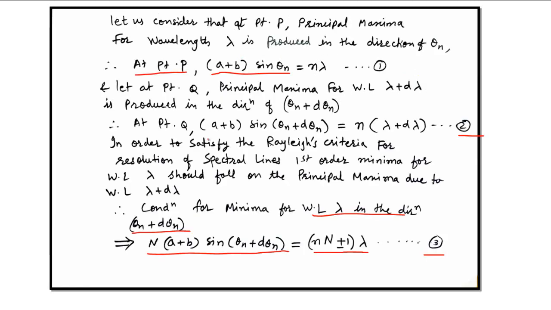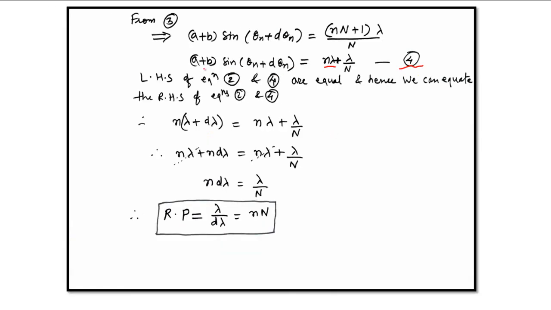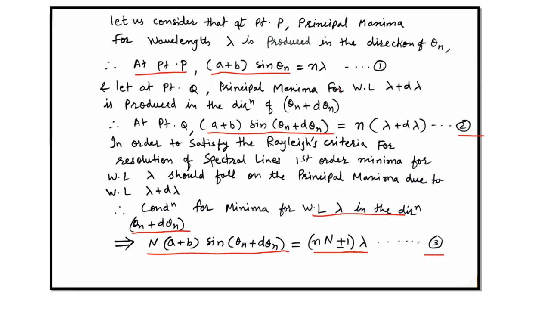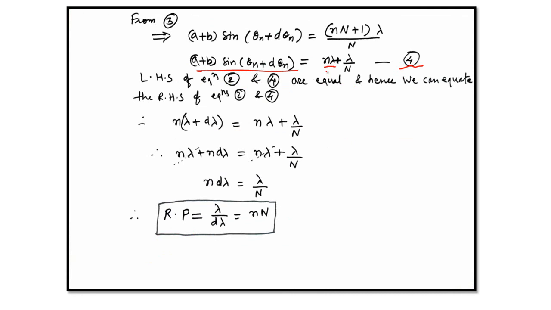Now if you look at equation 2, which is in the direction of theta n plus d theta n, and equation 4, which is also the equation in the direction of theta n plus d theta n, then the left hand sides of equations 2 and 4 being equal, now we can equate the right hand sides. So the right hand side of this equation is n into lambda plus d lambda, and the right hand side of this equation is n into lambda plus lambda by n. So here we get n into lambda plus d lambda, which is equal to n lambda plus lambda by n.